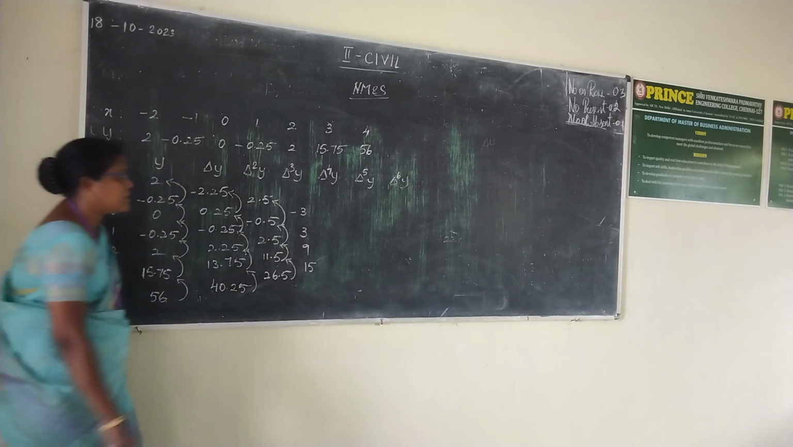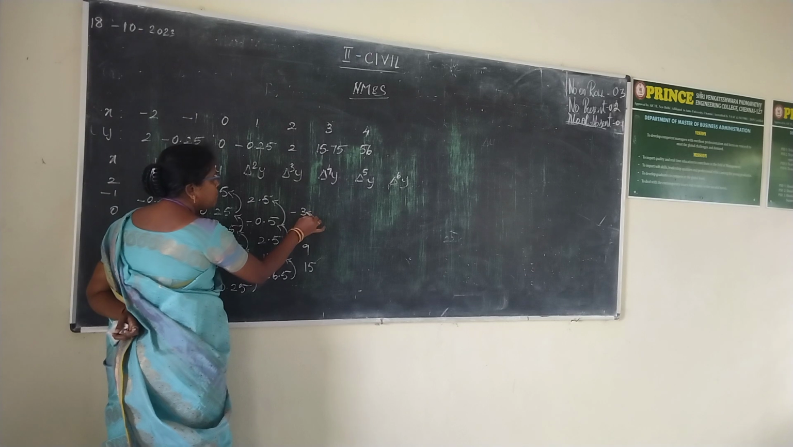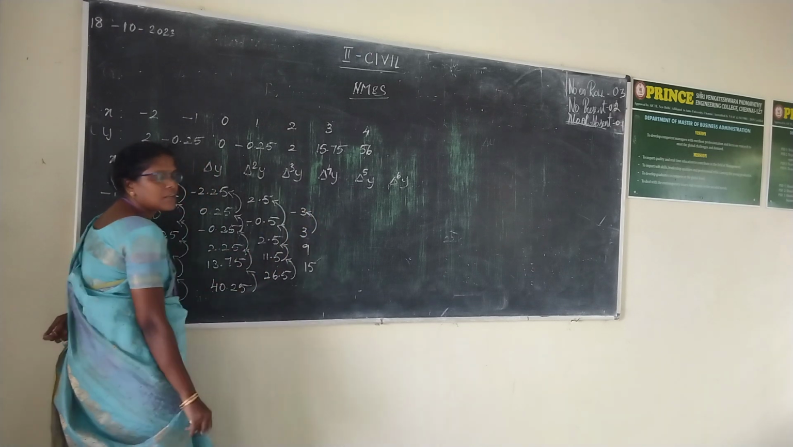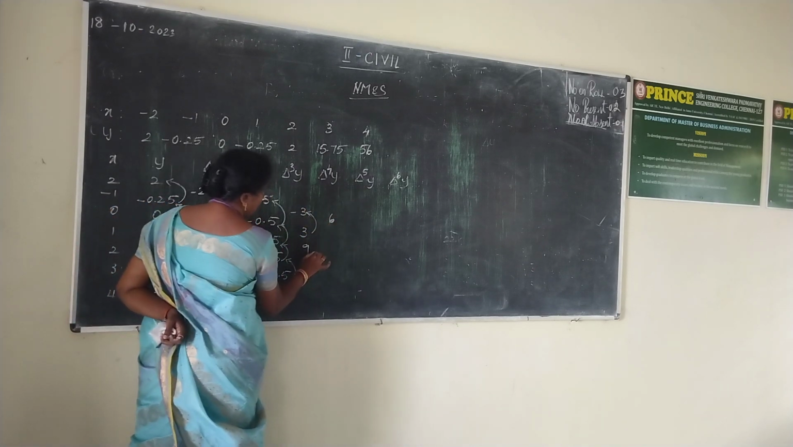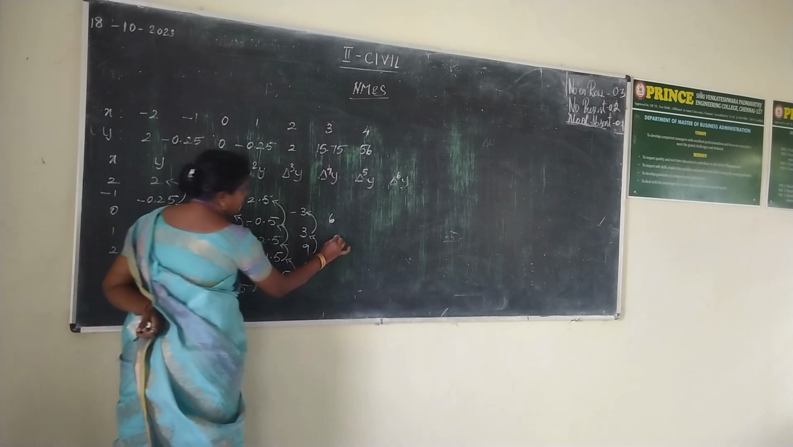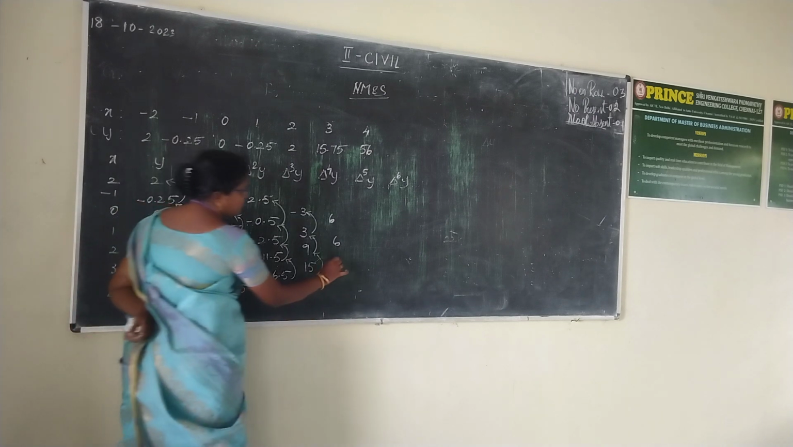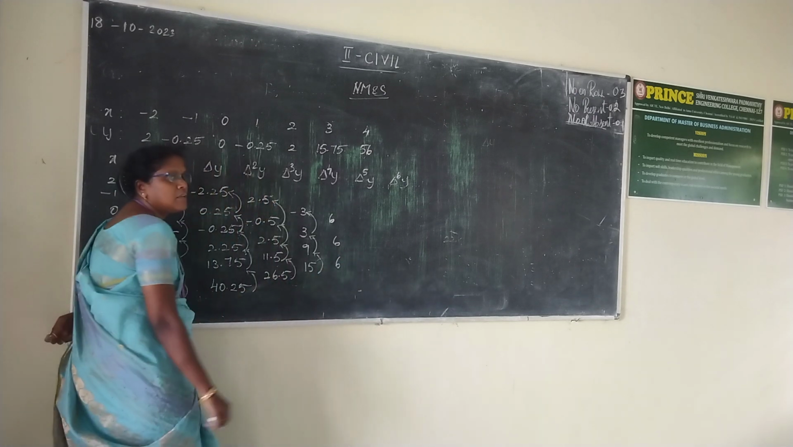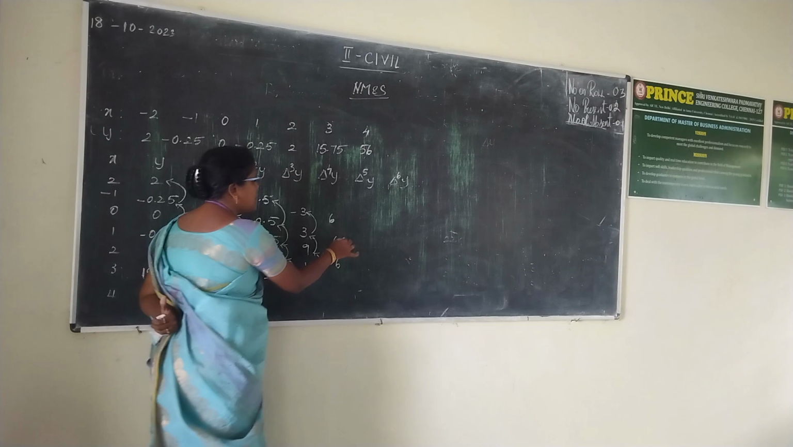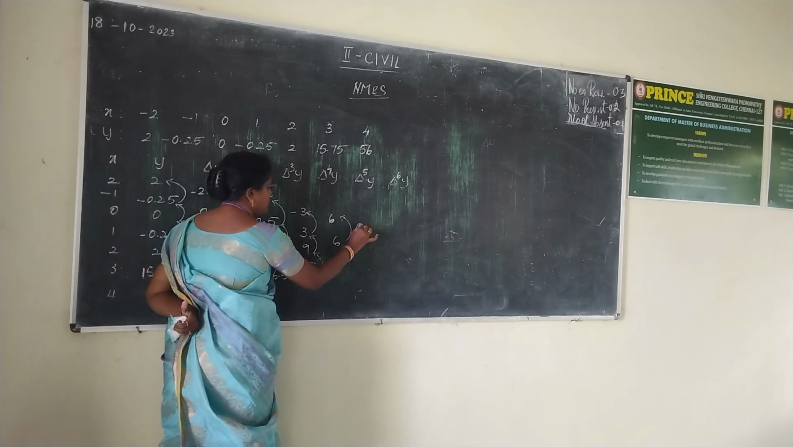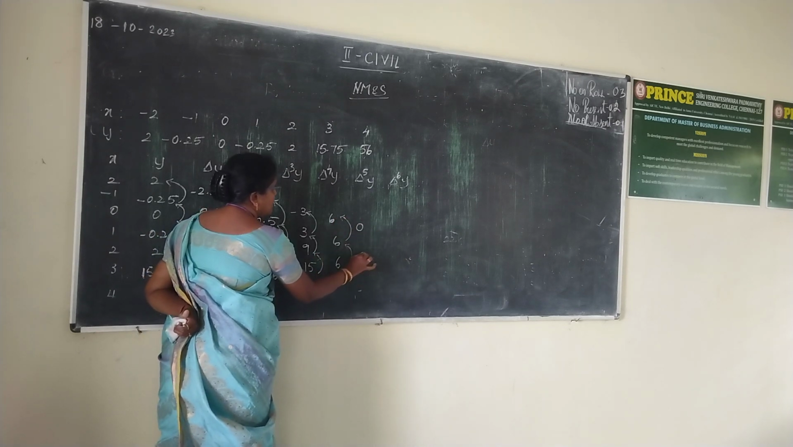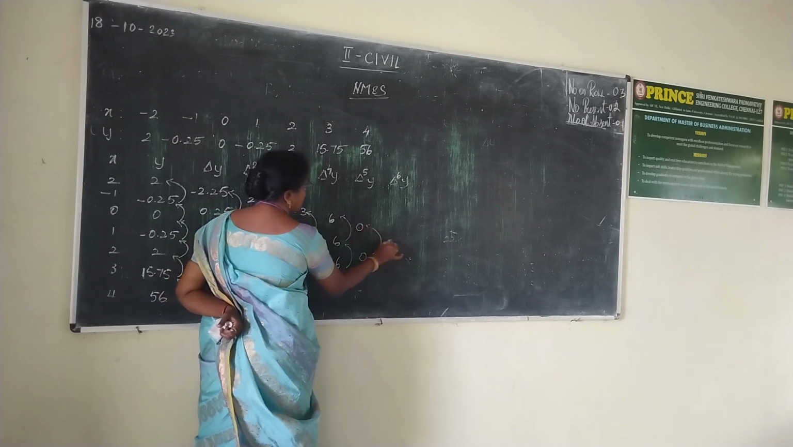Now the fourth difference. 3 minus of minus 3 is 6. 9 minus 3. 15 minus 9. Fifth difference. 6 minus 6 is 0. 0. 0. Last difference 0. 0.